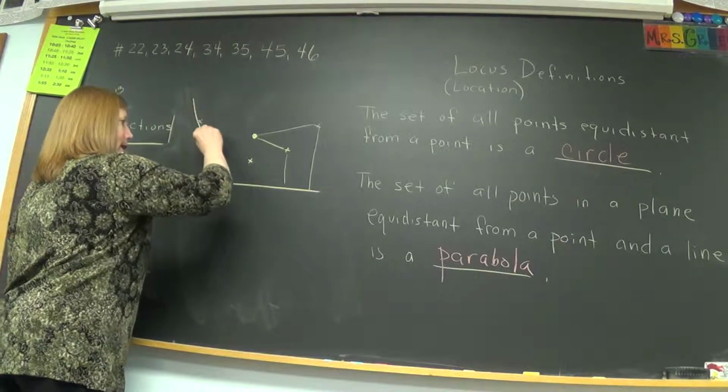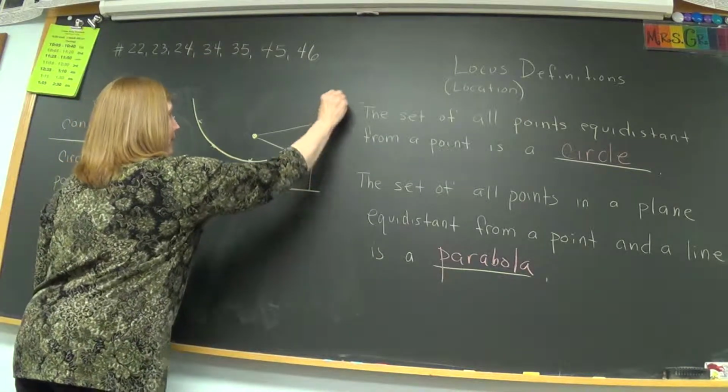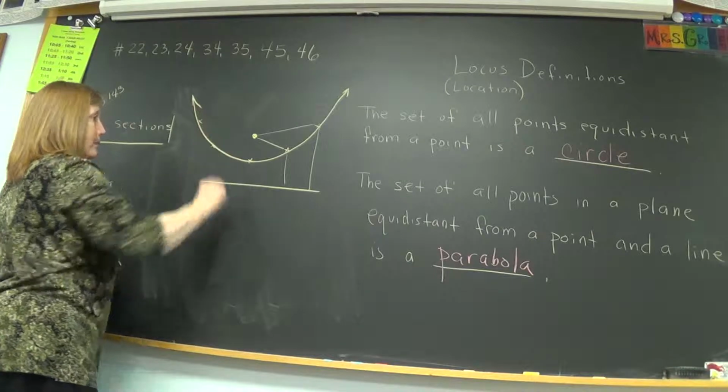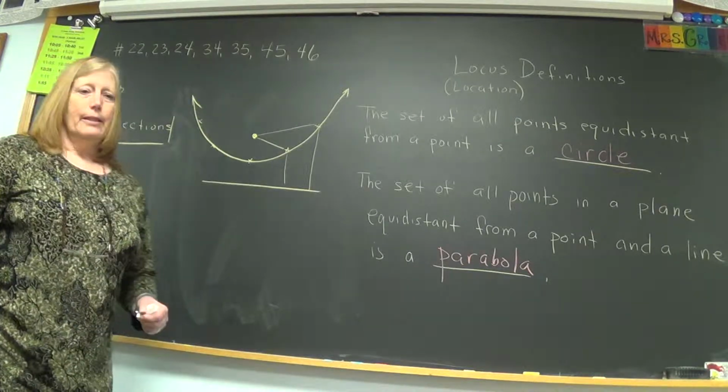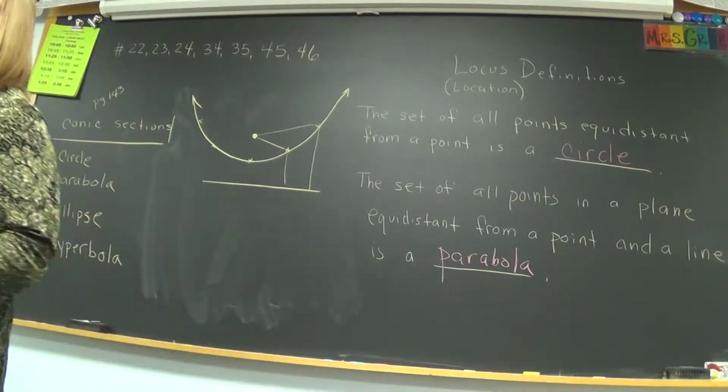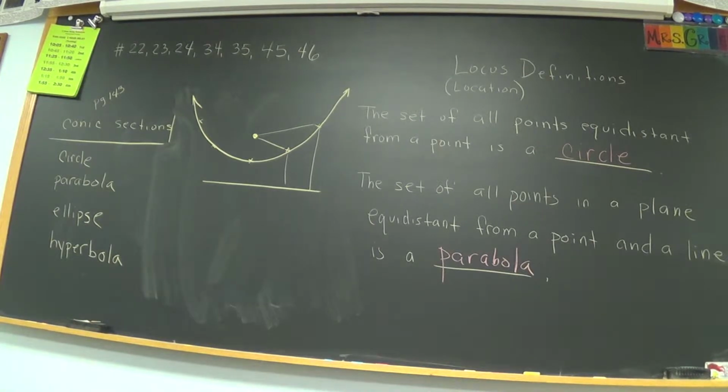And that is where we get our parabola. So make a little sketch of that under that definition, where you have a point and a line, and indicate somehow that each of those points is the same distance away from the point as it is from the line.